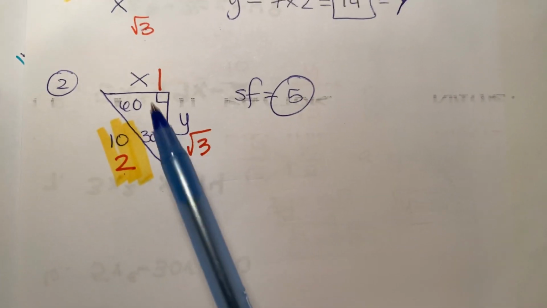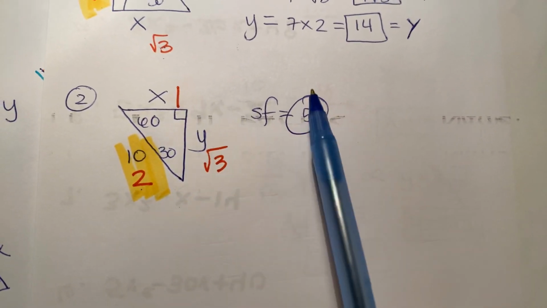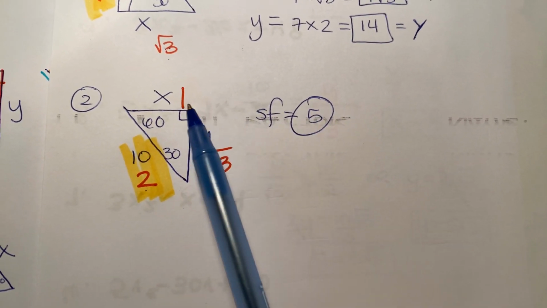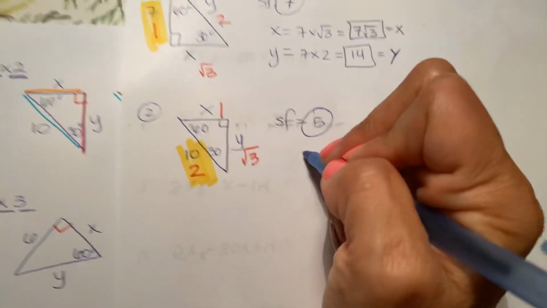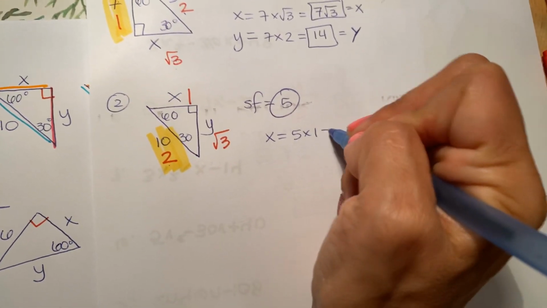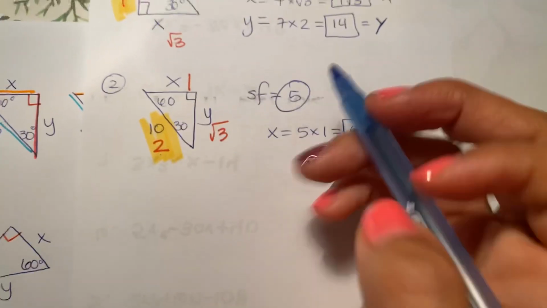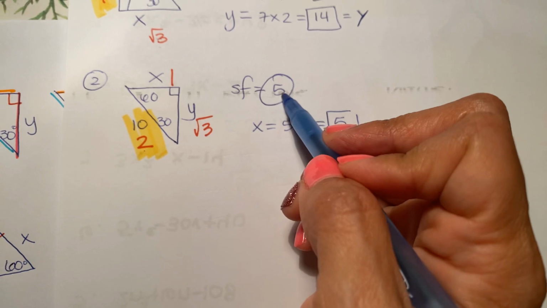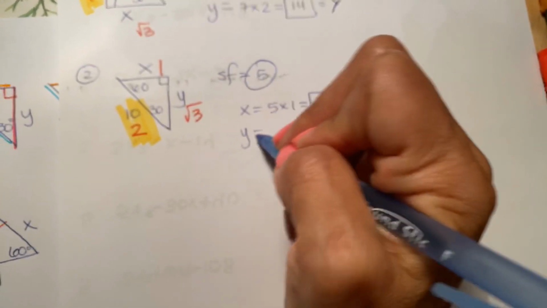So this triangle is 5 times as large as your 1, 2, rad 3. So what's 1 times 5, right? What's reference times scale factor? That's the value of x. So x is 5. What about y? Scale factor times reference gives you your unknown.